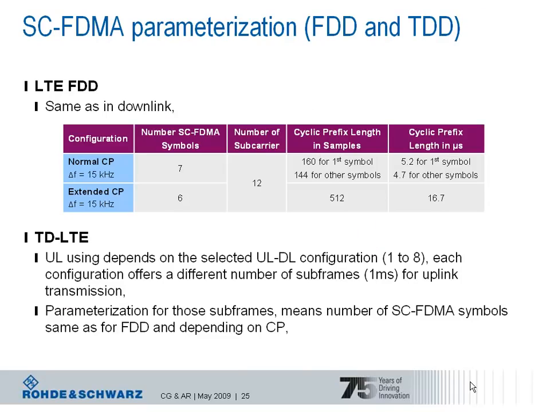As already emphasized by Christina, LTE uses two modes: frequency division duplex (FDD) and time division duplex (TDD). The parameterization in the uplink is for FDD the same as in the downlink. The two different cyclic prefixes are used, normal and extended, giving 7 respectively 6 single carrier FDMA symbols in the uplink. For TD-LTE, the usage of the uplink depends on the selected uplink-downlink configuration, where each configuration offers a different number of subframes assigned for uplink transmission. But the parameterization of those subframes is of course equal to FDD mode and depends on the selected cyclic prefix.